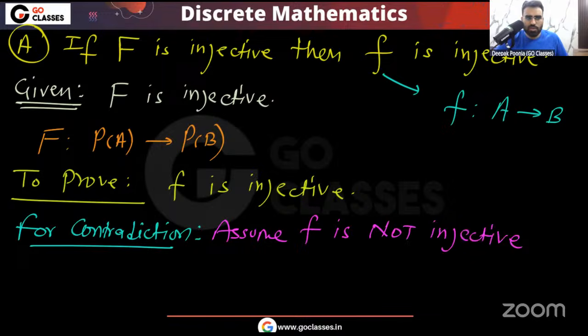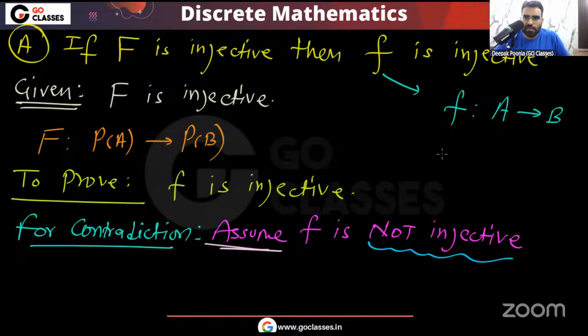Now, if you assume for a moment that small f is not injective, what does this mean? This means that there are at least two different elements whose image is the same. Do you agree? When I assume that small f is not injective, it simply means that there are at least two different elements in the domain whose image is the same. Correct? This is the idea.